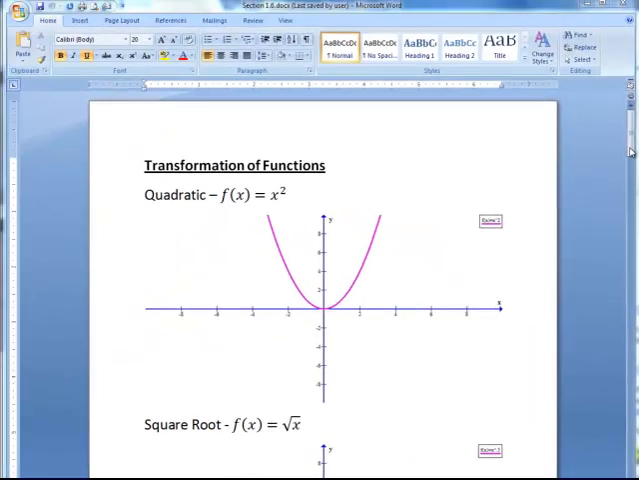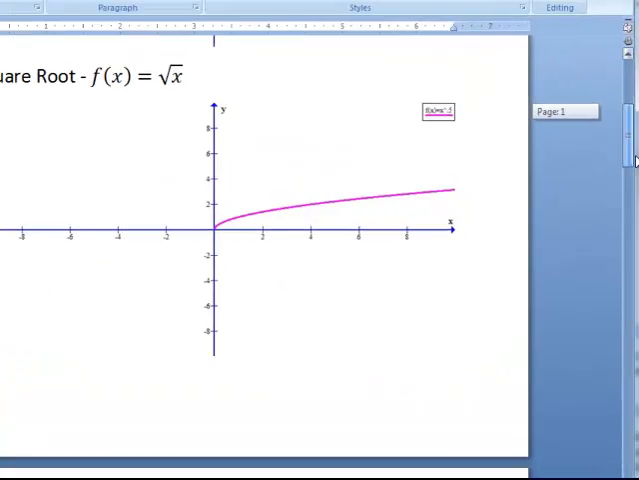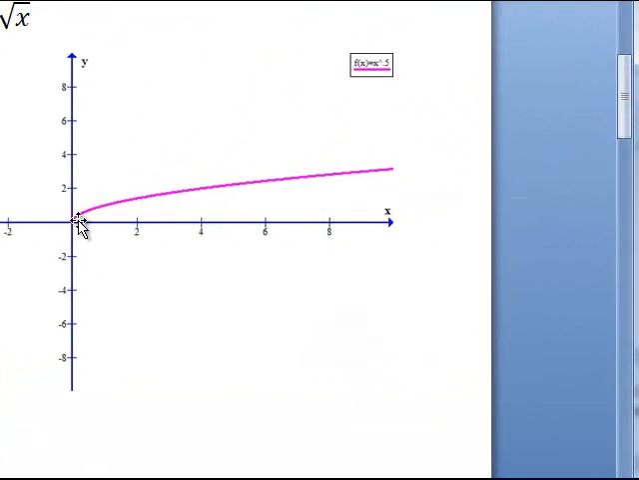Our second function is something called the square root function. F of x equals the square root of x. And this basically starts at the origin and goes up and to the right. Notice we start here. So our domain is from 0 to infinity. Our range is from 0 to infinity as well. And there should be arrows on these. These should go infinitely in the direction they're trending towards.